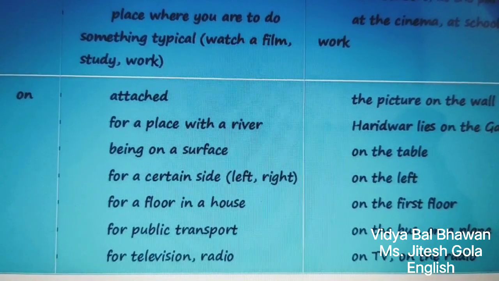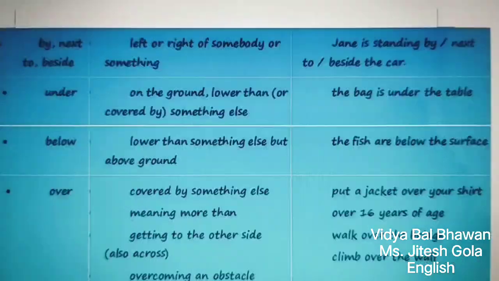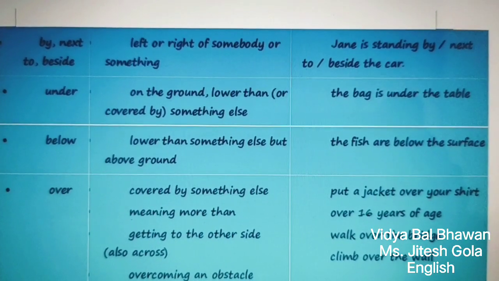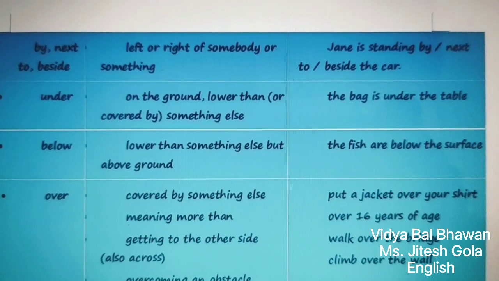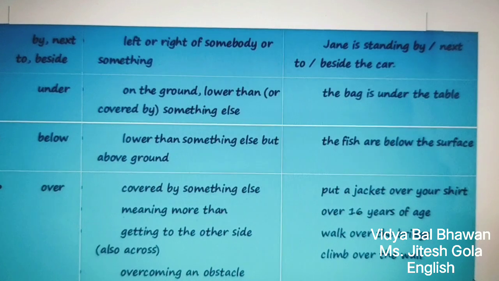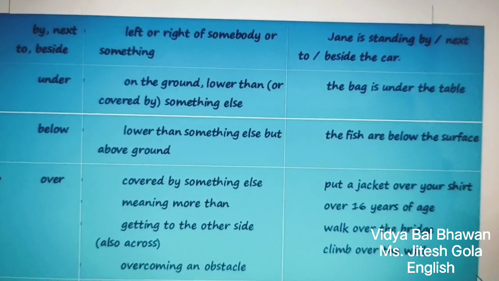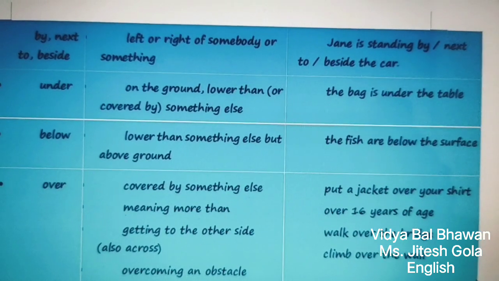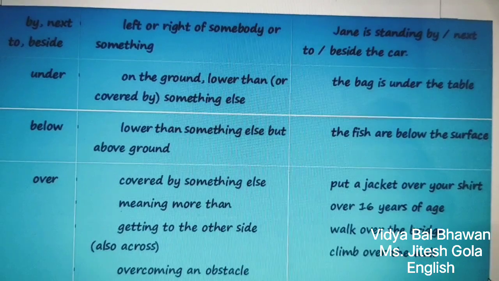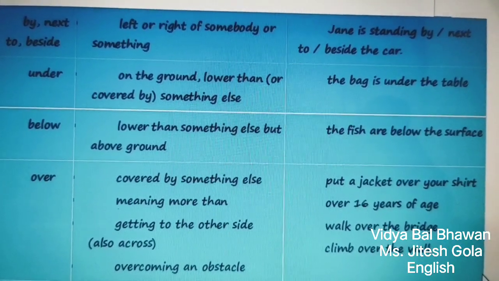Okay, now let's move to next one. Next prepositions I am taking here: by, next to, beside. You can use it for left or right of somebody or something. For example, Jane is standing by or next to the tree or beside my car. Then another preposition under, that can be on the ground, lower than or covered by or something else.